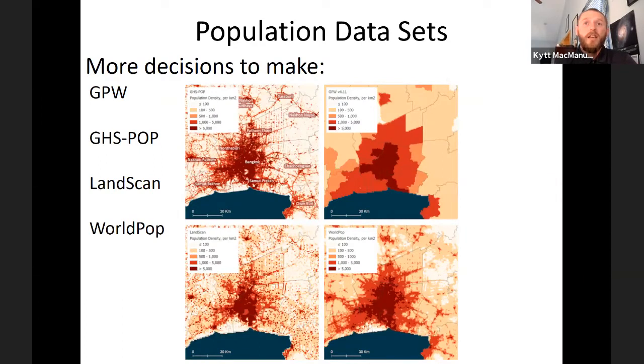When it comes to population data, there's also a lot of decisions to make. The 4 data sets we chose to look at are the Gridded Population of the World, or GPW, GHS POP, which is based on the Global Human Settlement Layer out of the Joint Research Center in Ispra, Landscan, which is a very popular data set out of the Oak Ridge National Laboratory, and then WorldPop, which is a very robust and popular data set out of the University of Southampton and the WorldPop and Flowminder groups.